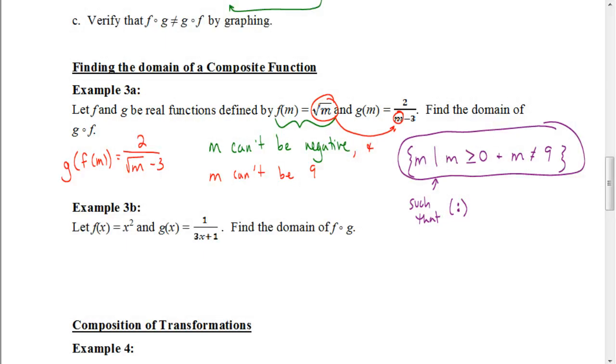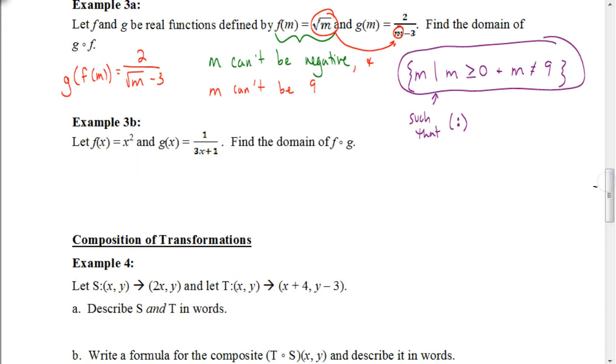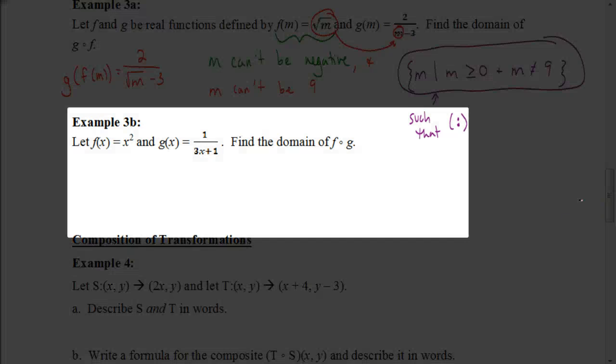So let's look at the next one. We want to find, again, the domain of f following g. The way that this is written, I want to focus on function g first. When I look at this equation, I see that in function g, x is not going to be negative 1/3, because 3 times negative 1/3 plus 1 would end up giving me 0.